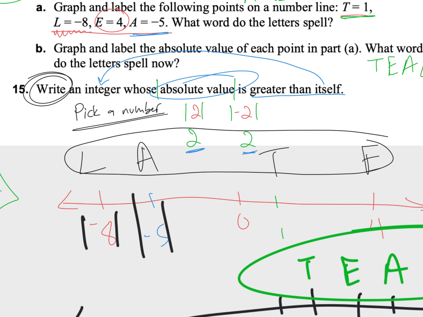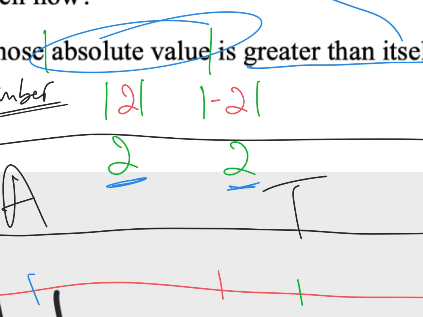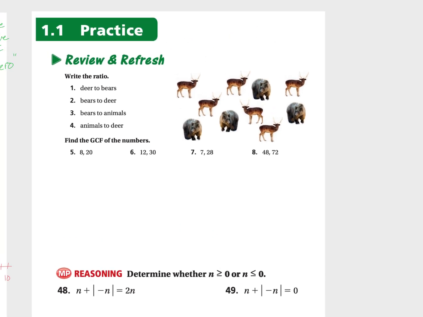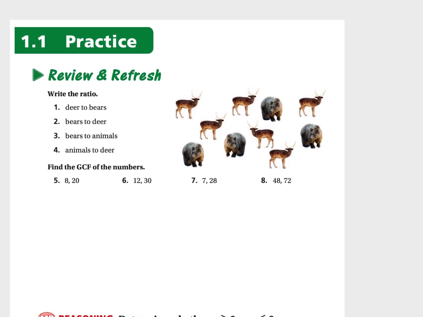So if you're kind of following along, here's what we just found out. 2 is not greater than 2, but 2 is greater than -2. So your answer here is any negative integer. That is your answer for number 15. Slide over here on the back to do a little bit of review.